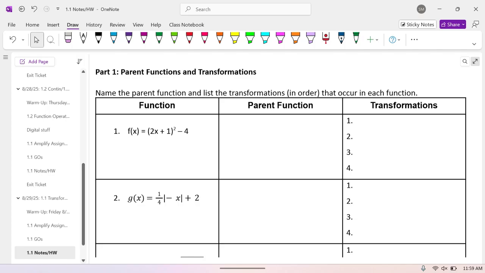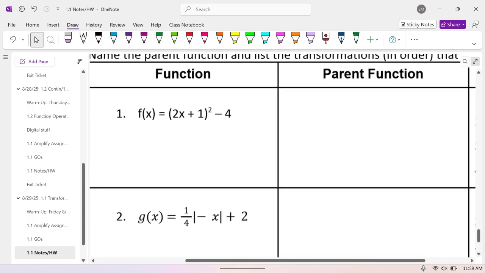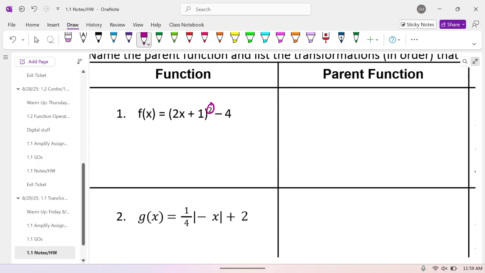All right. So first off, they want us to name the parent function. So look for the tell for number 1. What is our tell here? What type of function is this? What would the tell be? The square. Right. So since the square is our tell, that means we have a quadratic.